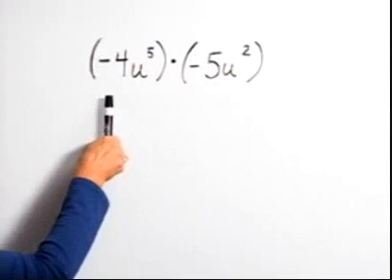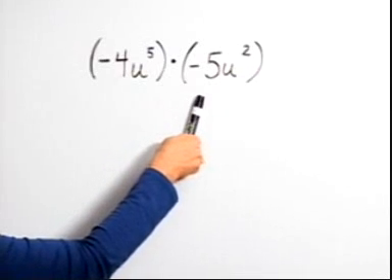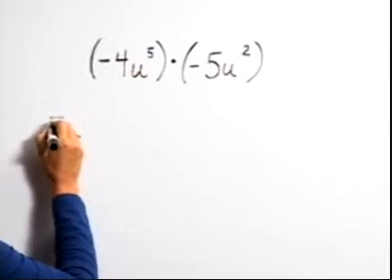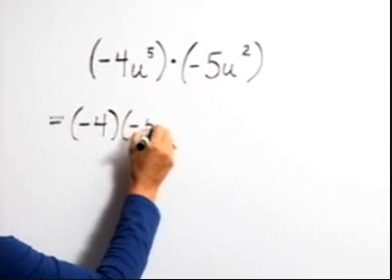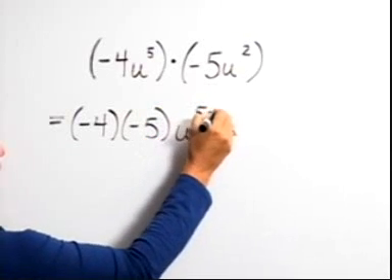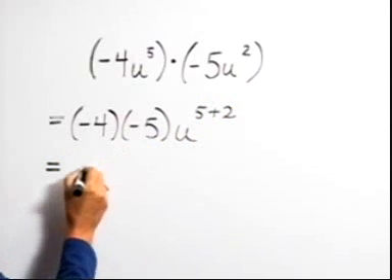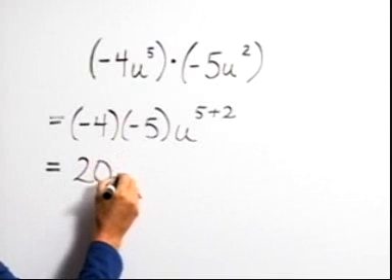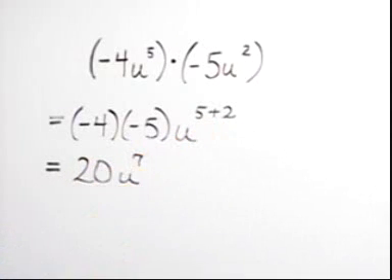Multiply negative 4u to the fifth times negative 5u to the second. We'll multiply the coefficients and add the exponents. Negative 4 times negative 5 is positive 20. U to the 5 plus 2 is 7. So 20u to the 7th is our answer.